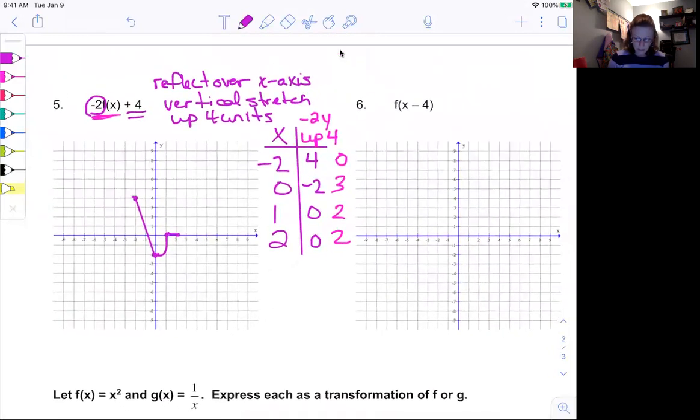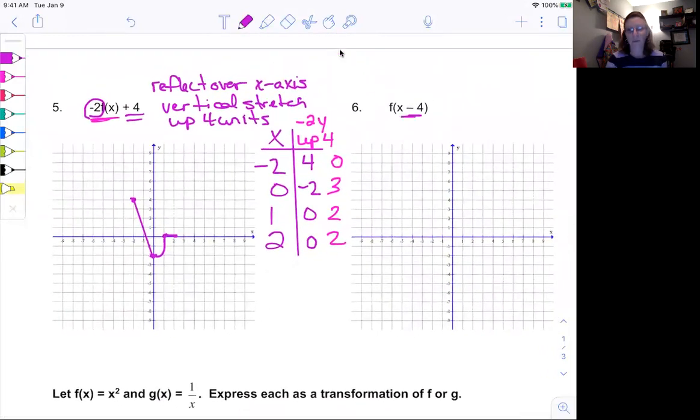So the last graph here says x minus 4 inside the parentheses, f of x minus 4, and this graph shifts right 4 units.